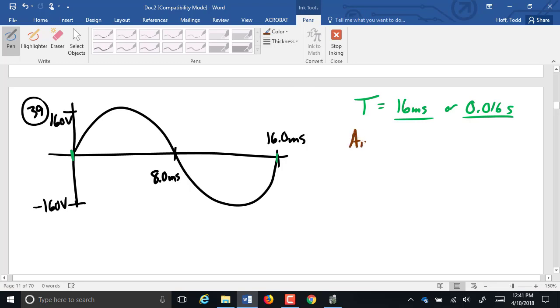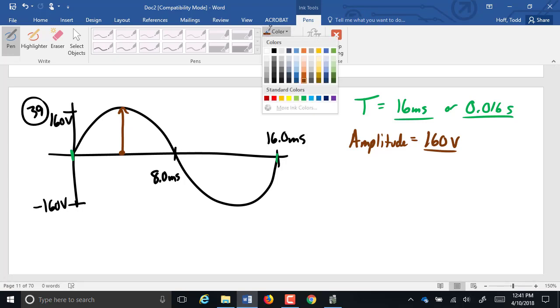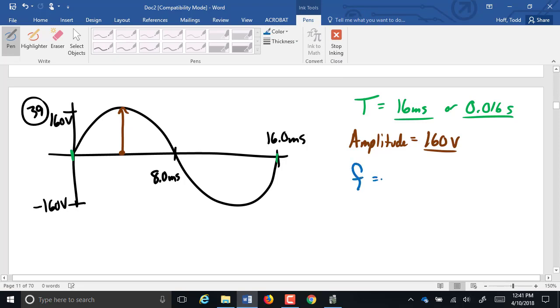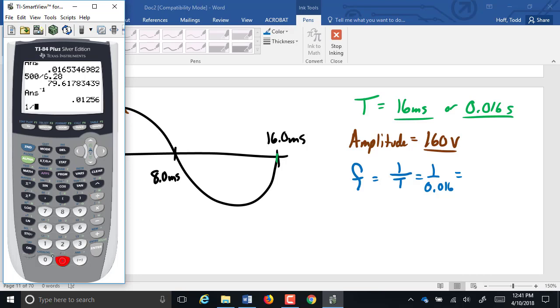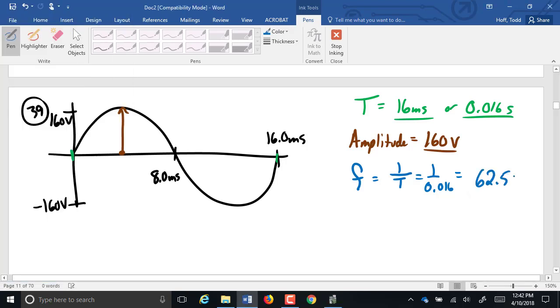What is the amplitude? 160. I wrote it small. 160 volts. Frequency. Our frequency is 1 over the period. So 1 over 0.016. The period does have to be in seconds for the frequency, just so you know. That's 62.5 hertz.